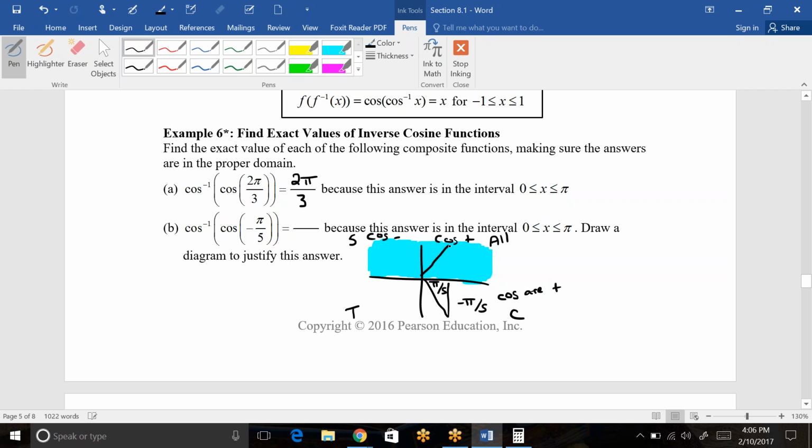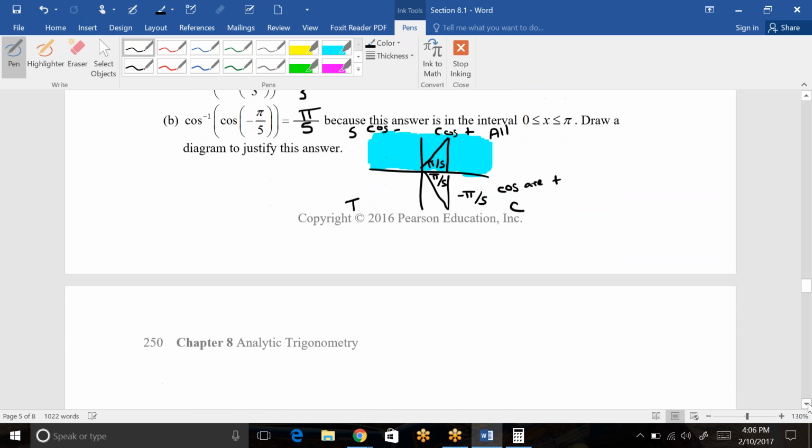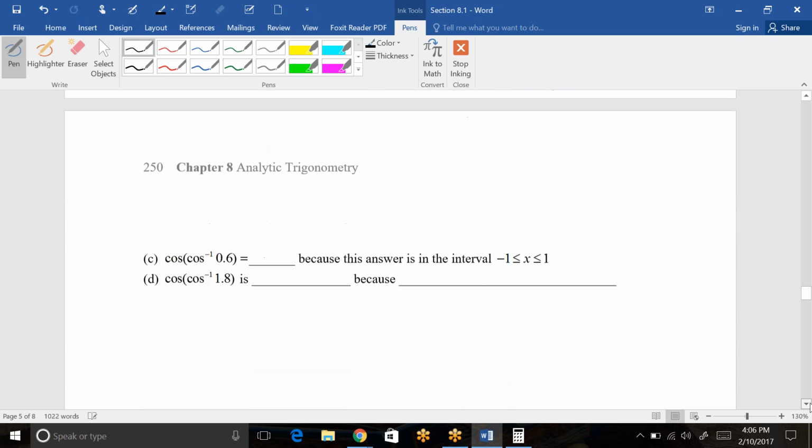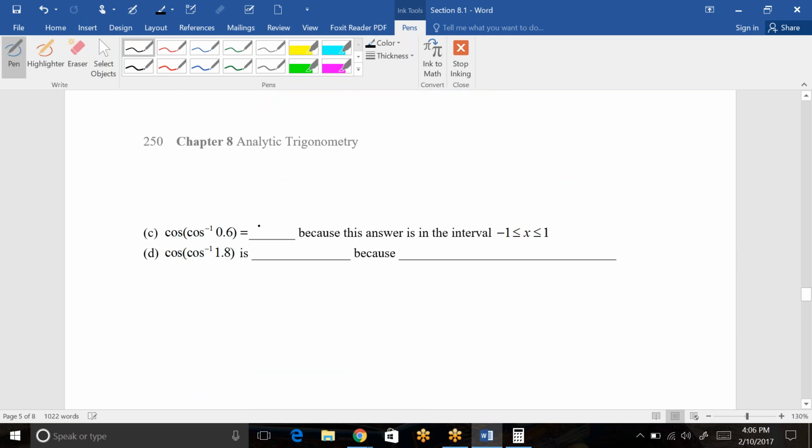So to make this match, we would need to use the pi over 5 reference angle here, because that would still have a cosine ratio that is positive and would match with this angle. So pi over 5 will be our answer. So you just have to make sure you're in the right quadrant for the domain. For this one, because this is between -1 and 1, you can use 0.6 as the answer. Here it's undefined or invalid, because 1.8, we already talked about this one, is not between -1 and 1.